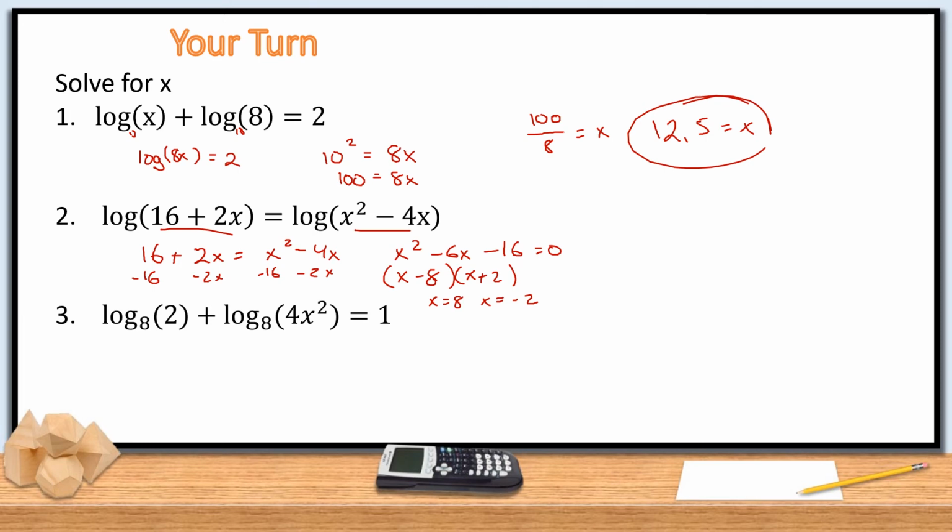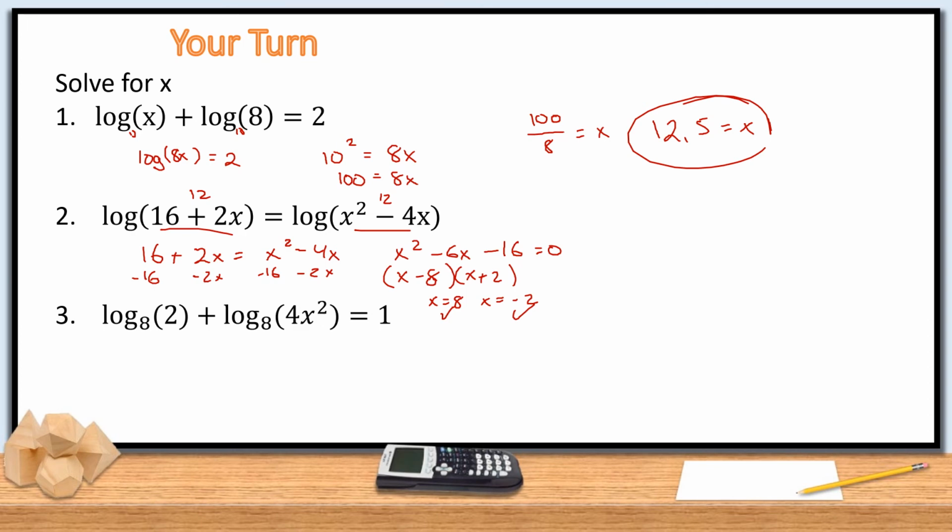If I sub both of those in, 8 times 8 is 64, minus 32 is still 32, and 16 to 16, 32, so 8 works. And then minus 2, we would have 16 minus 4, which is 12, and we'd have 4 minus a negative, or minus 4 times minus 2, which is a positive 8, so we'd have 12 again. They match, they're both solutions.